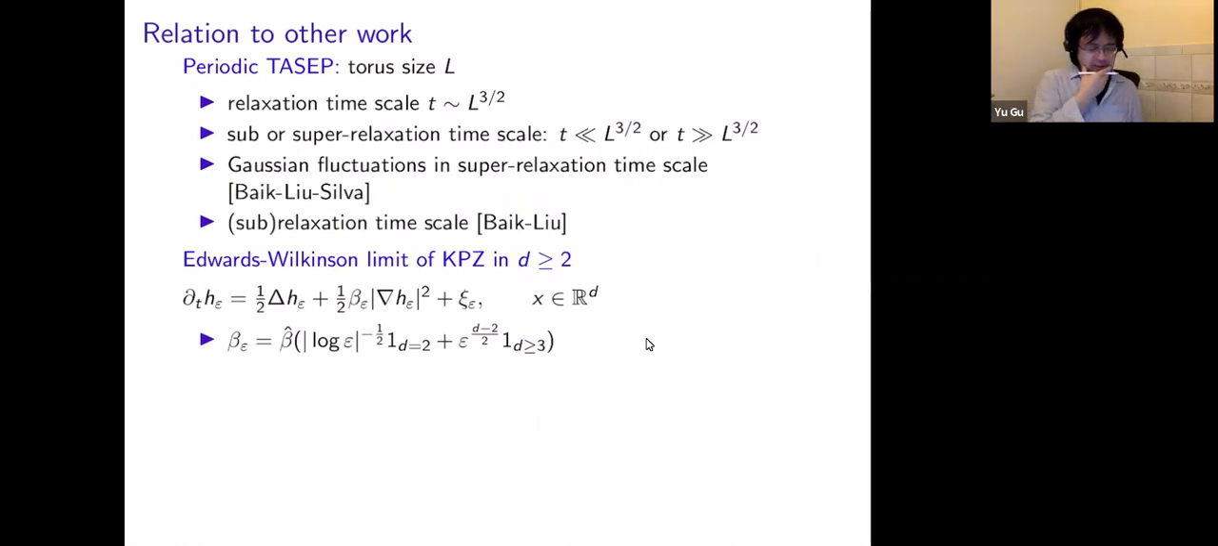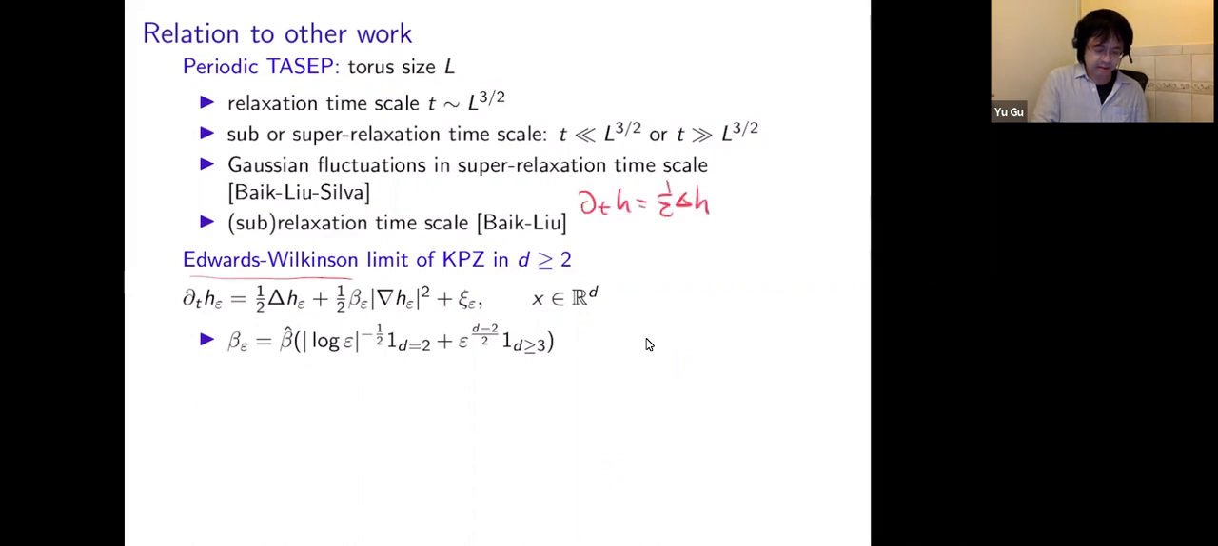The second thing I want to mention is the connection to this result. Recently there are many results deriving the so-called Edwards-Wilkinson limit of the KPZ equation in high dimensions, on the whole space. With Tomasz, we also proved Gaussian fluctuations of the KPZ. And here you also have Gaussian fluctuations. This Edwards-Wilkinson is a Gaussian limit. You also have a Gaussian limit for KPZ, but it's rather different here. So let me spend some time explaining the difference.